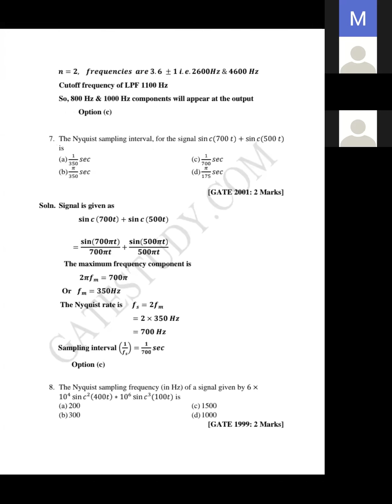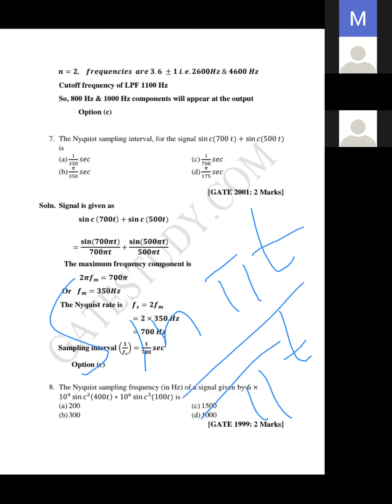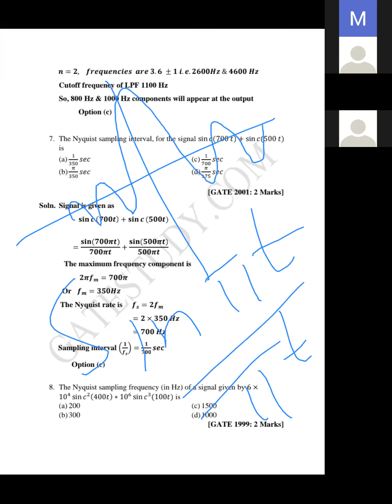Next, the Nyquist sampling interval for the signal sinc 700t plus sinc 500t. Sinc is nothing but sin t by t. The sinc function is nothing but sin pi t by pi t. This is the formula; this is the format of the sinc function.